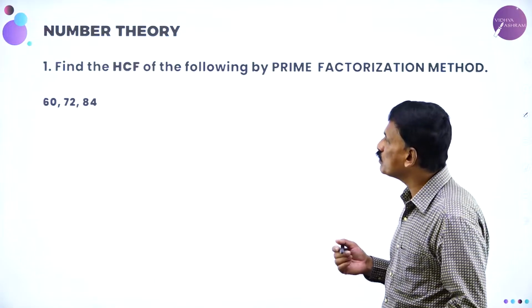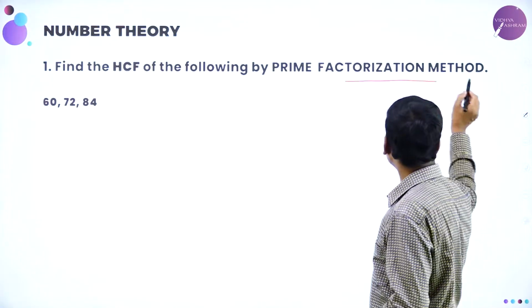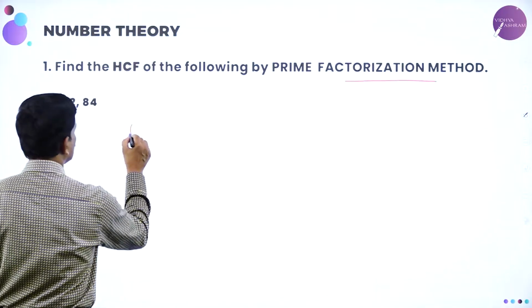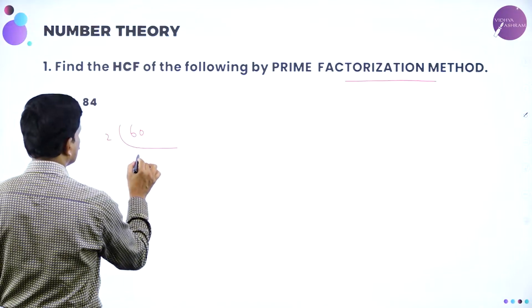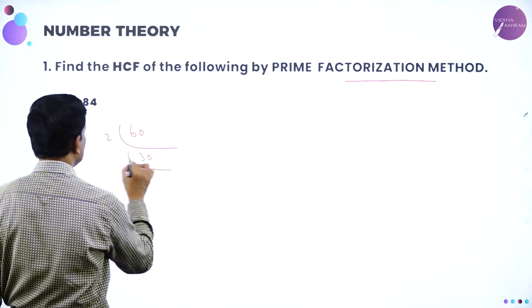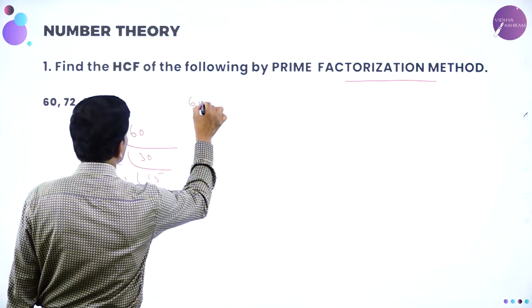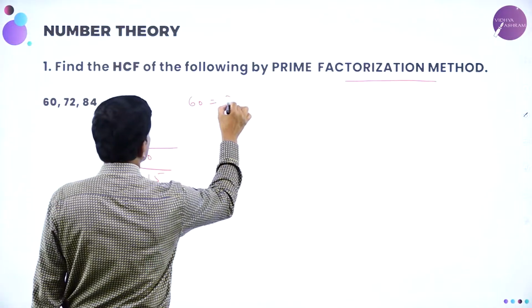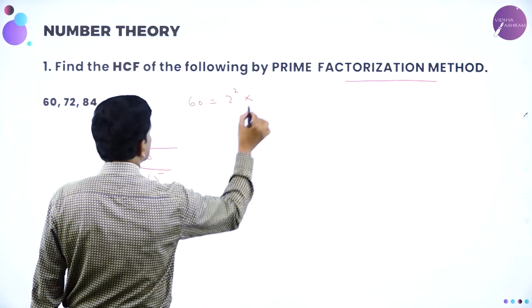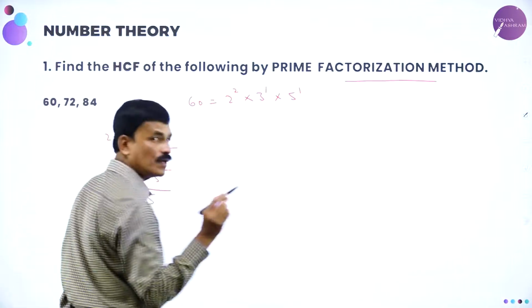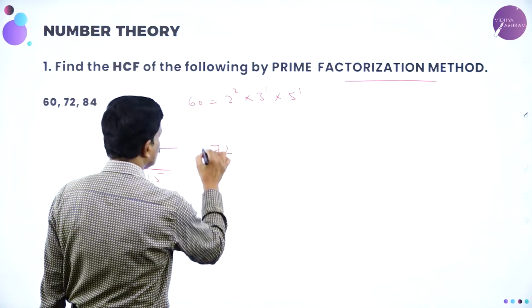Let me take one more problem. Find the HCF of 60, 72 and 84 by the prime factorization method. Now let us express these. Write down 60. You can start with 2 thirties, again 2 fifteens, and 15 is equal to 3 fives. So the factors of 60 are 2 square into 3 to the power of 1 into 5 to the power of 1.